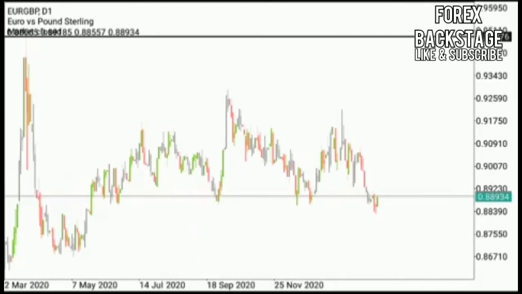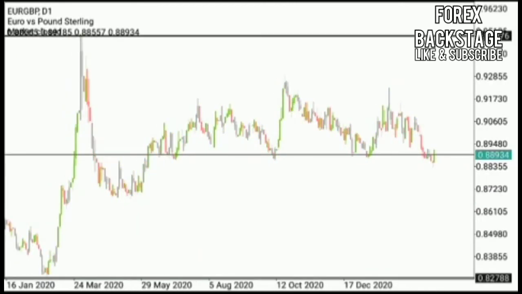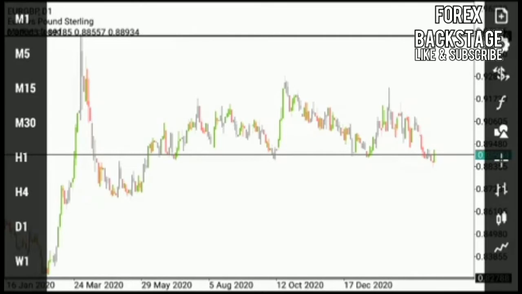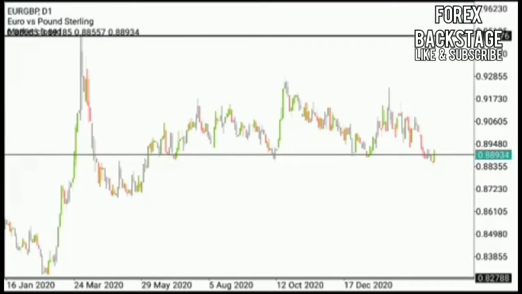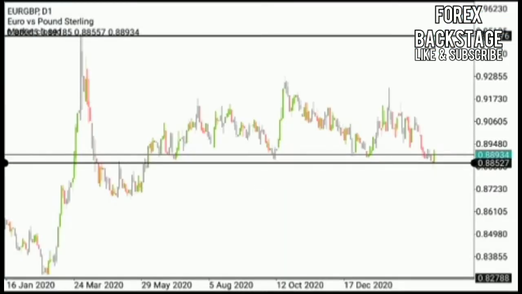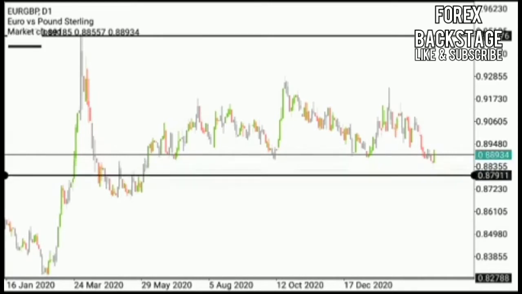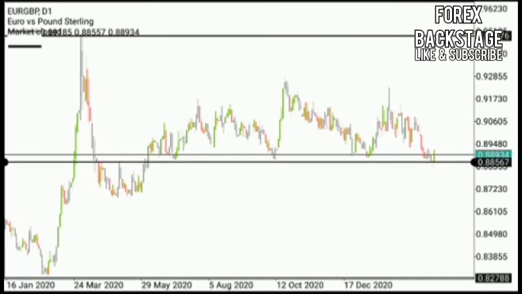So now, how can we analyze this chart? For me, by just looking at this chart, I'm seeing a very strong zone. This one. I'm just using my phone, guys. I'm just using my cell phone. This is a strong zone, guys. You can call it a strong supply, strong support, strong resistance, strong demand. You can call it whatever you want.